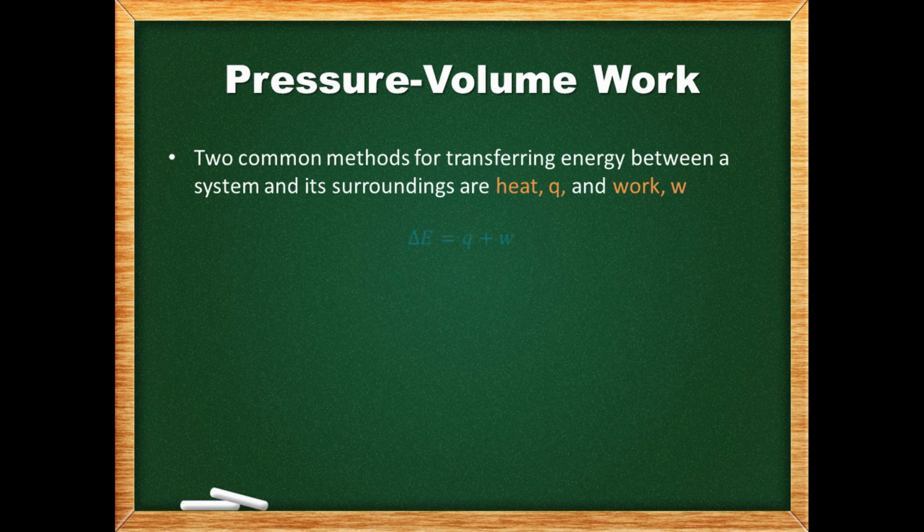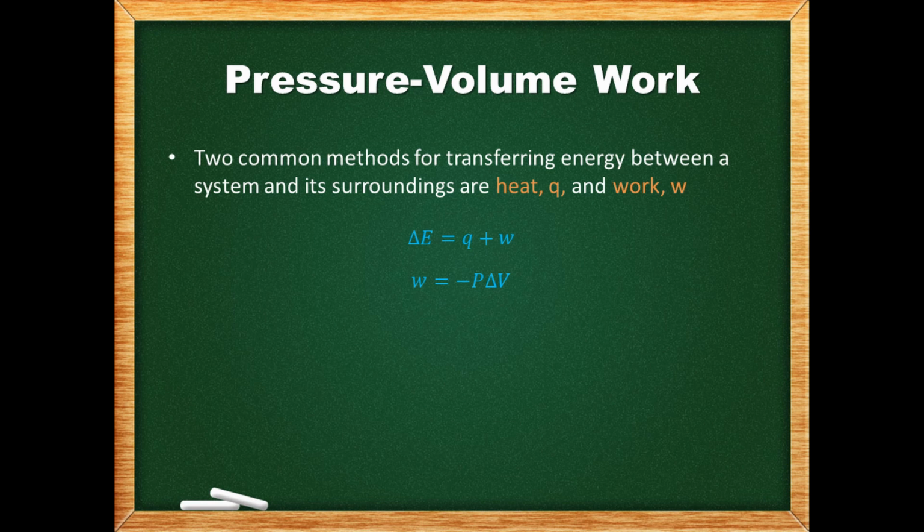Two common methods for transferring energy between a system and its surroundings are heat, Q, and work, W. We can define the change in internal energy of a system, delta E, as the sum of heat and work. Work done by expanding gases is called pressure-volume work. This work is equal to the negative of the pressure times delta V. We need this negative sign so that we get the correct sign for work.